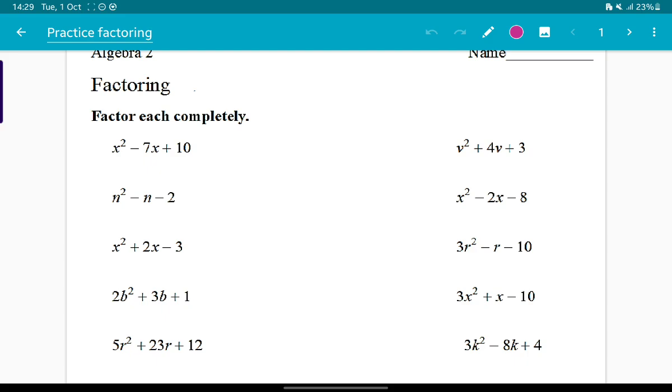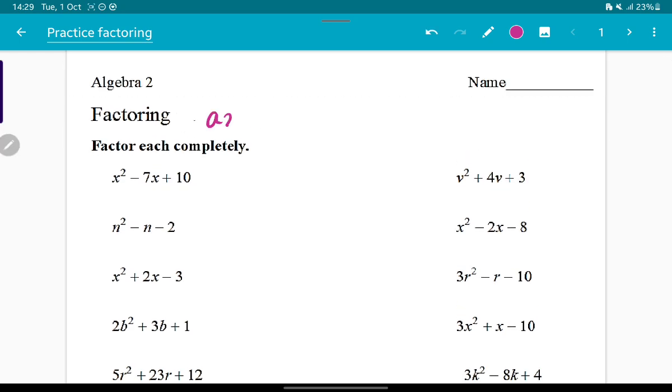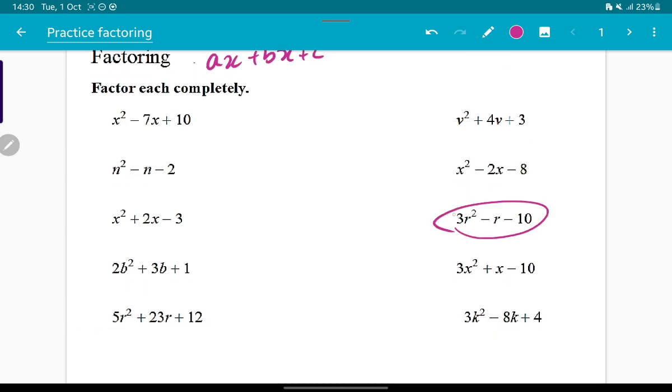Here we have a quadratic expression ax squared plus bx plus c. We can see that a equals 1, b equals negative 7, c equals 10. So this is a, b, c. Here we have a equals 3, b equals negative 1, c equals negative 10.